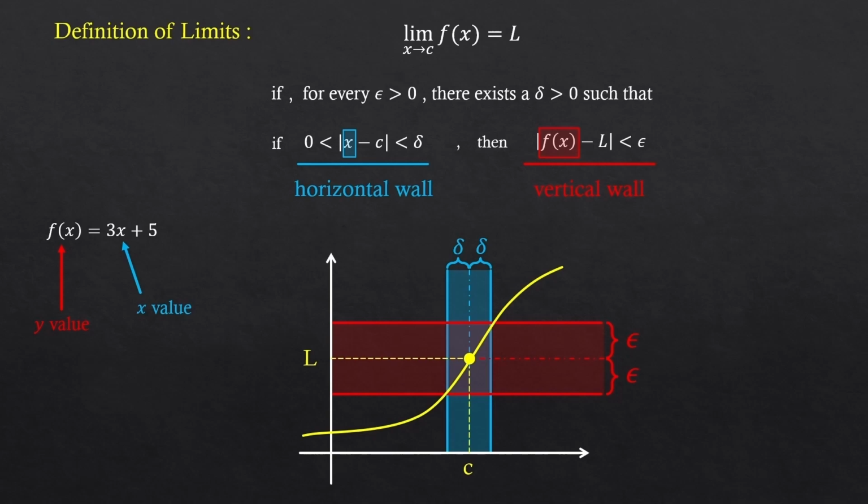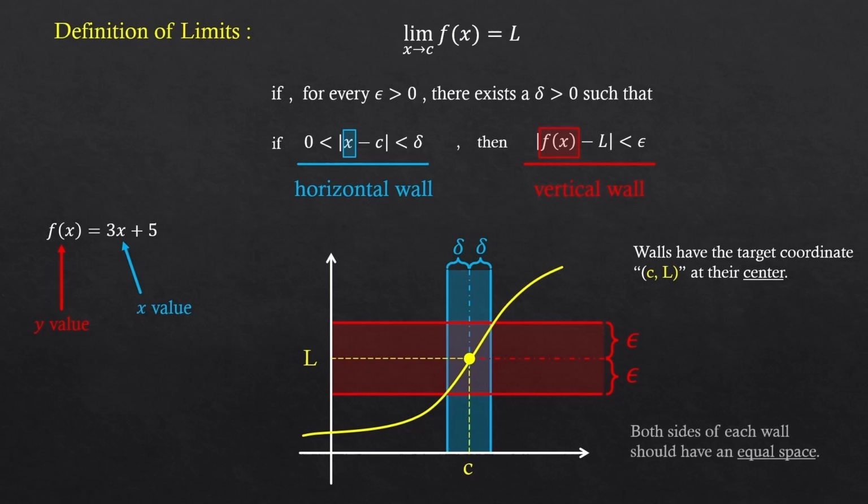Let's also remember this. Walls have the target coordinate or target point (c, L) at their center. It's always like that, okay? And also, both sides of each wall should have an equal space, so equal width. Delta this way and delta this way, epsilon this way and epsilon this way. Equal width.